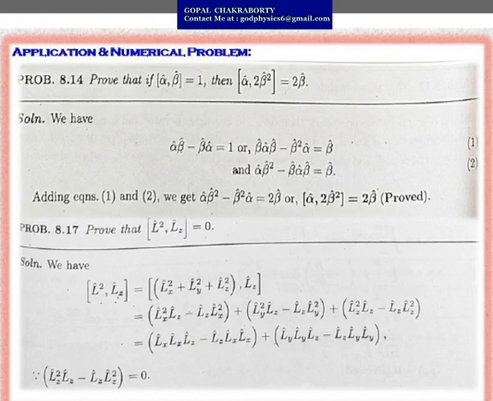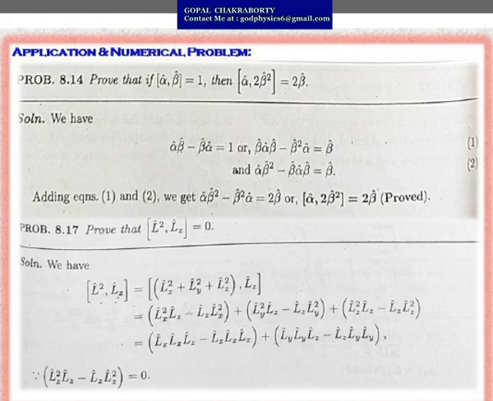Now the next problem is basically on operators. Prove that if the commutator of alpha cap and beta cap equals 1, then the commutator of alpha cap with beta cap square equals 2 beta cap. So you have to prove that.